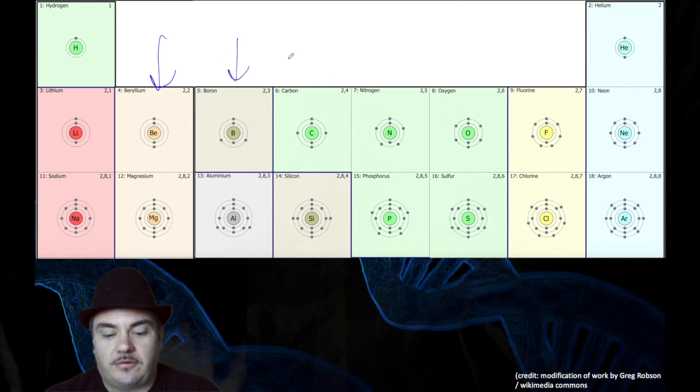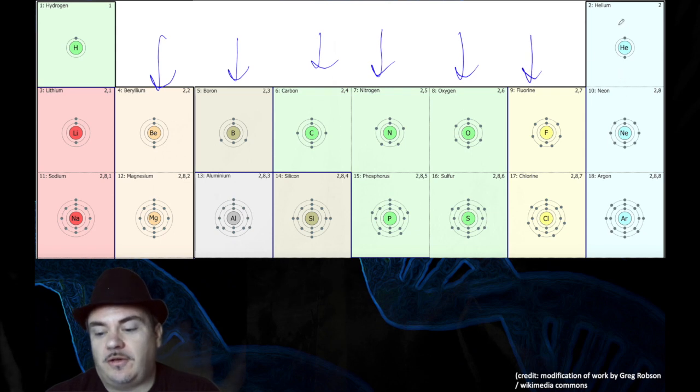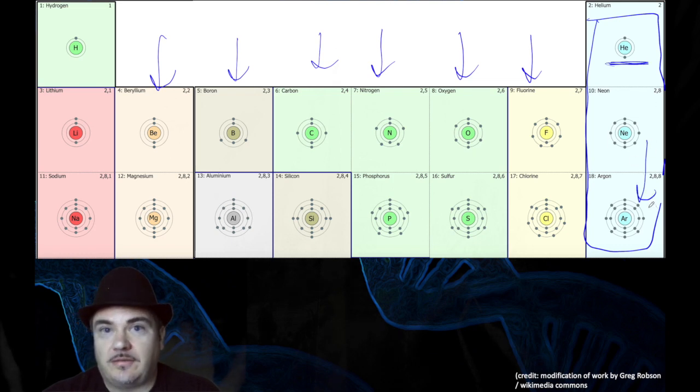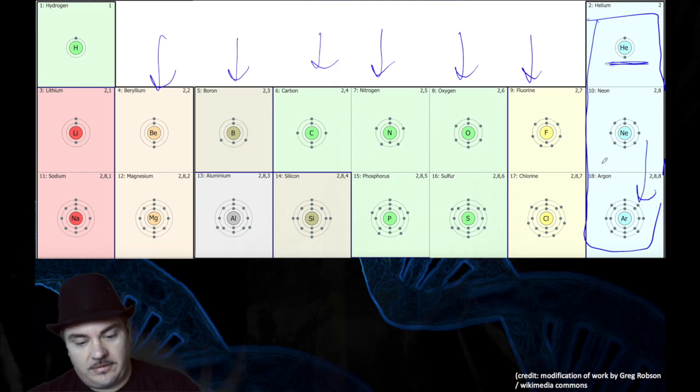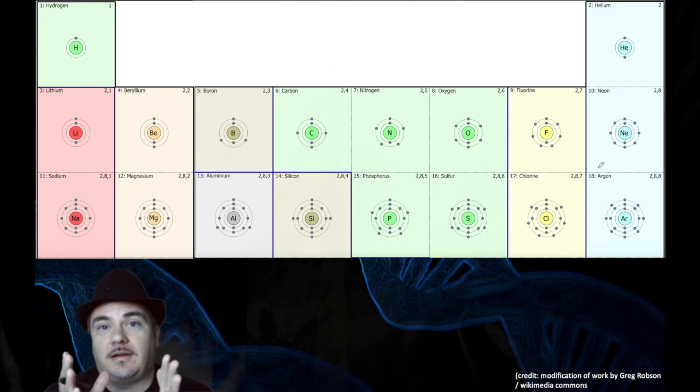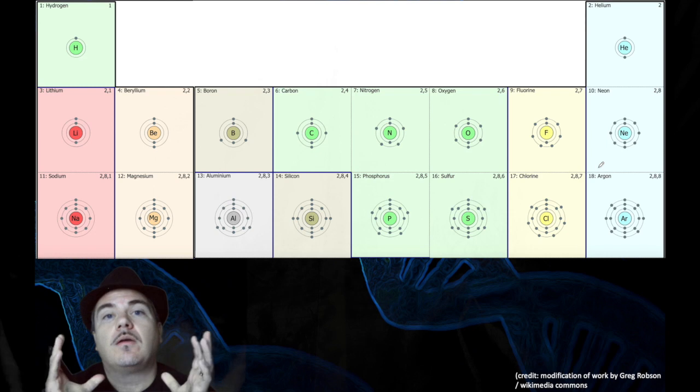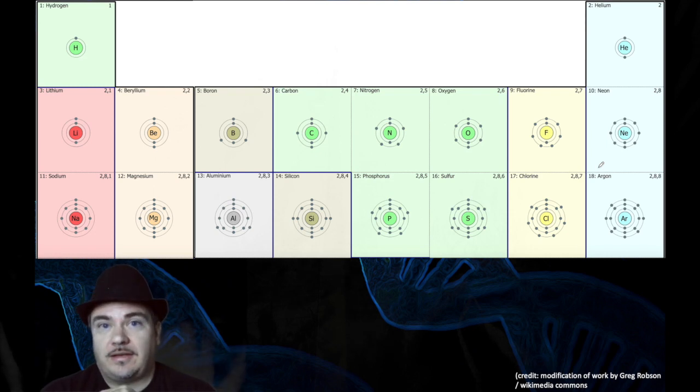Then you have 3 electrons in the outermost shell, 4, 5, 6, 7 electrons in the outermost shell, then a filled outermost shell, which is either 2 out of 2 for this one or 8 out of 8 for the rest of them. Okay, so the third way it's organized is based upon the columns, which is the number of electrons in the outermost shell. Why bother to organize it like that?